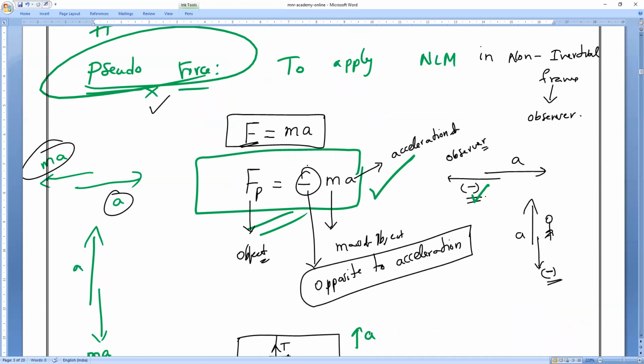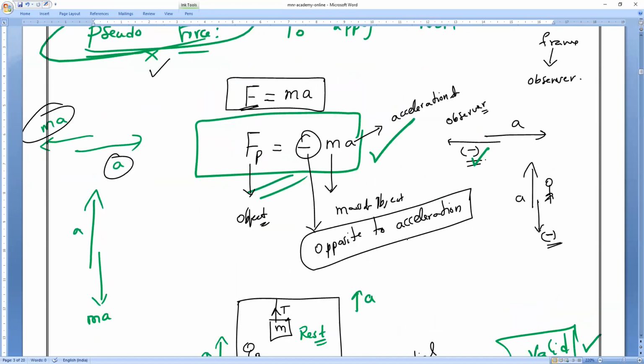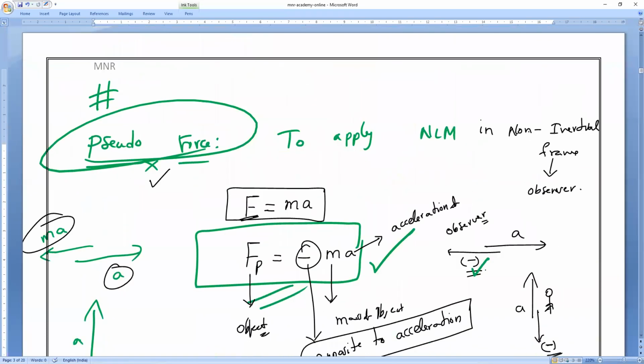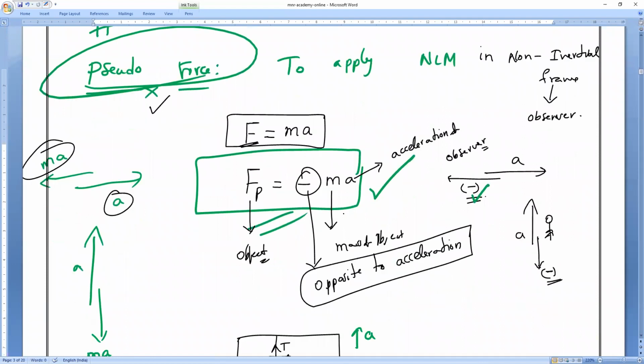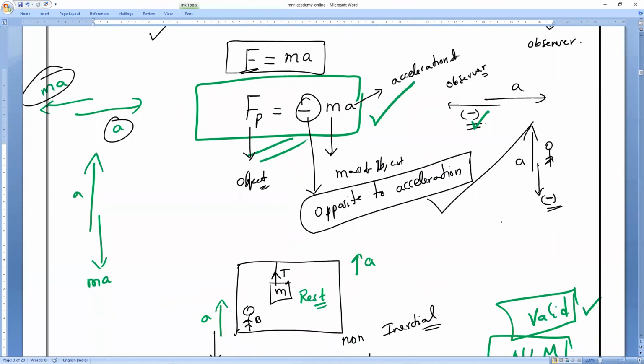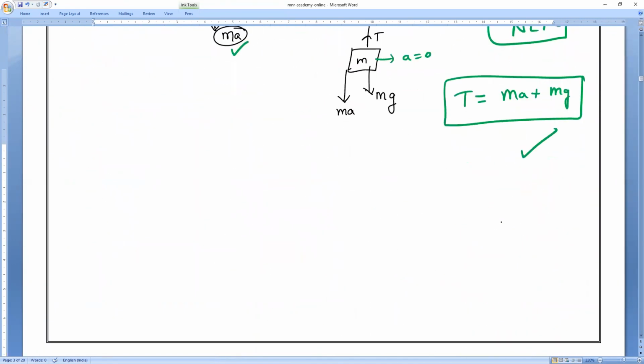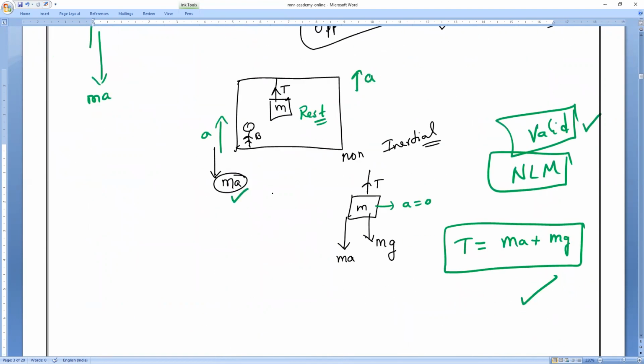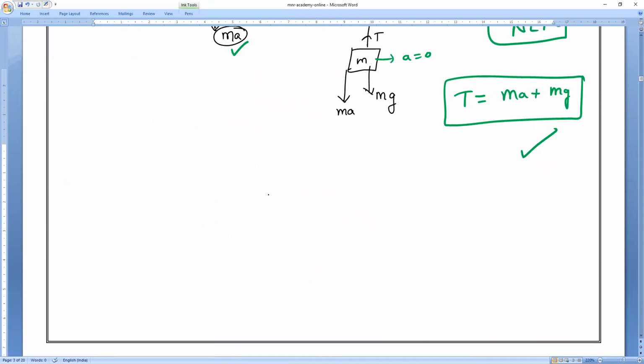So always remember that this minus indicates opposite to the acceleration. If acceleration is forward, you take it as ma, minus backward. That is called the pseudo force. In this case, NLM is applied. To apply NLM, you should consider F equals ma naught, and the pseudo force FP is equal to minus ma. This minus indicates opposite to the acceleration of the observer. That is what you should consider. Understand? Yes or no, everybody?